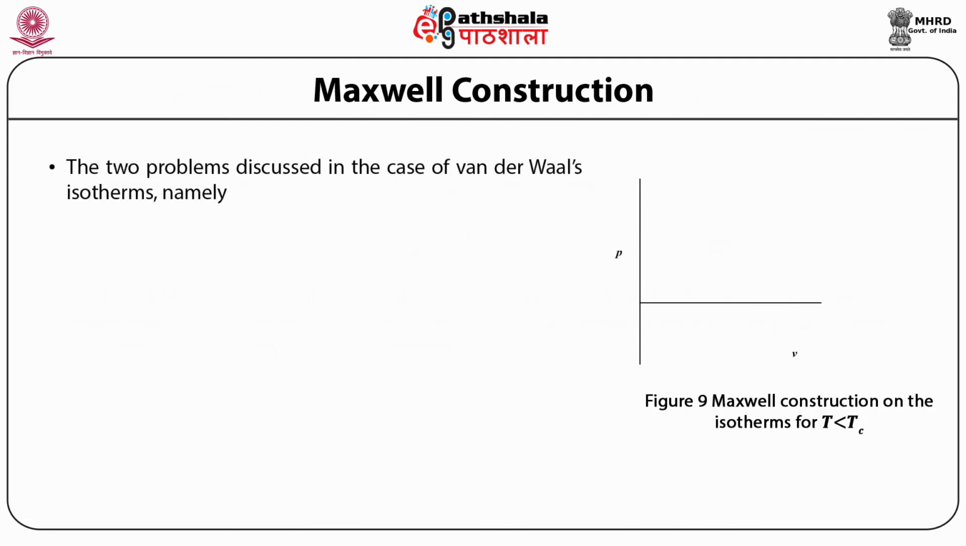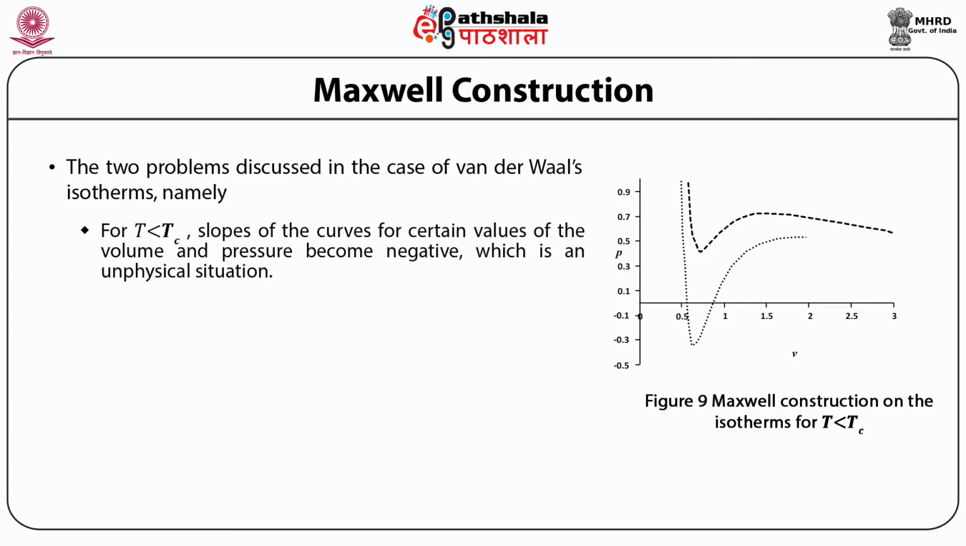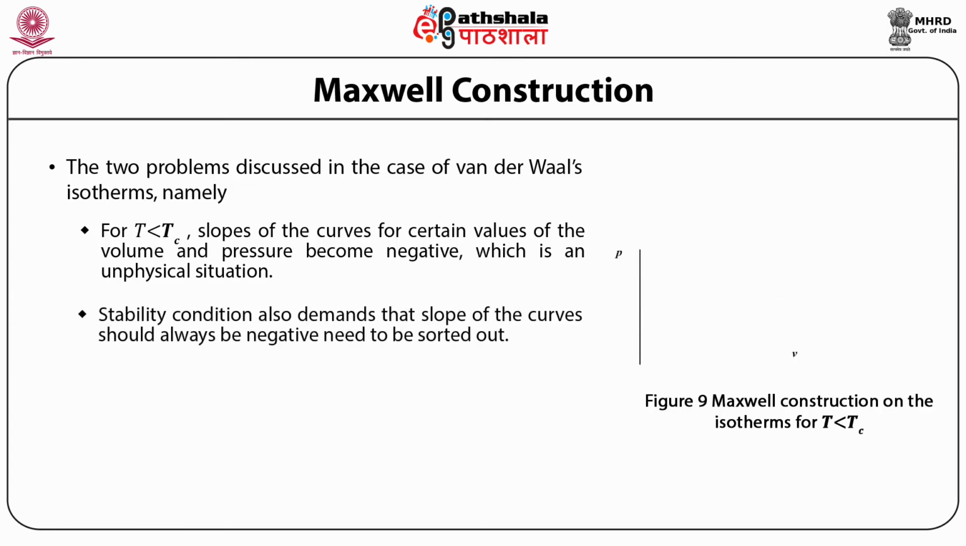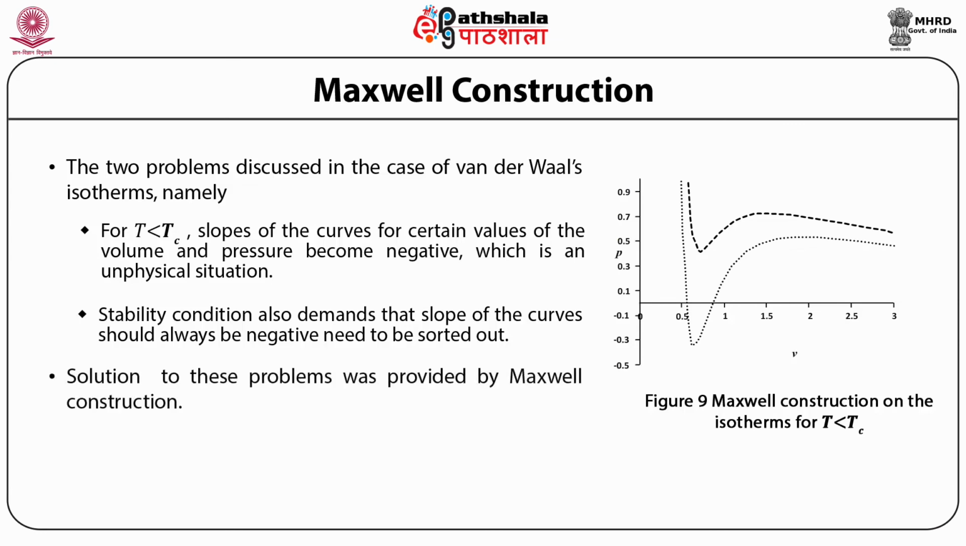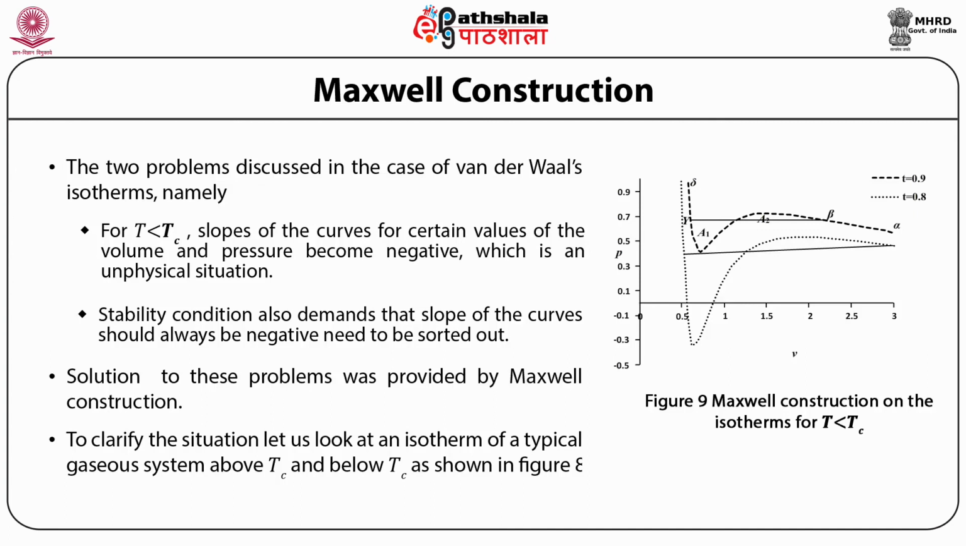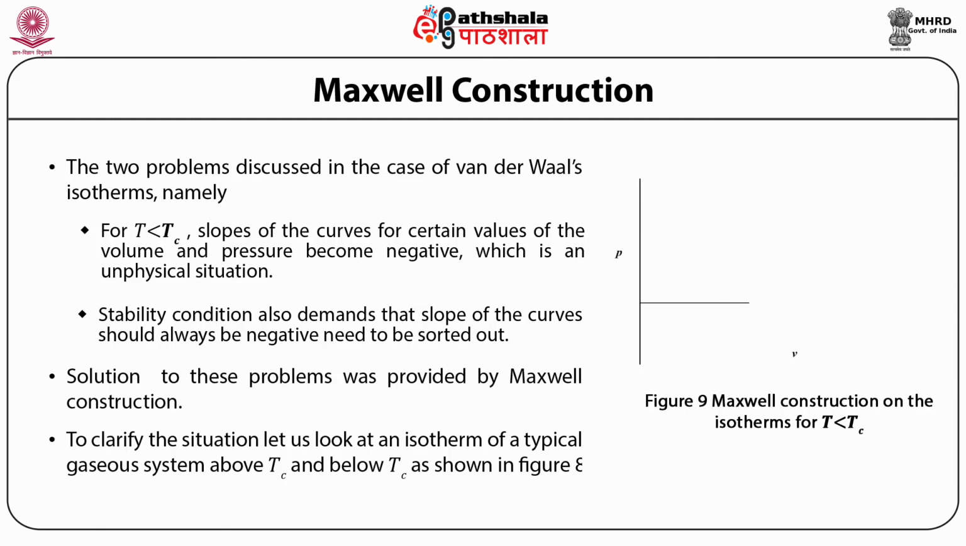The two problems discussed in the case of van der Waals isotherms, namely, for T less than Tc, the slopes of the curves for certain values of volume and pressure become positive, which is an unphysical situation, since the stability condition demands that the slope of the curve should always be negative, need to be sorted out. The solution to these problems is provided by the Maxwell construction. To clarify the situation, let us look at an isotherm of a typical gaseous system above Tc and below Tc, as shown in figure 8.